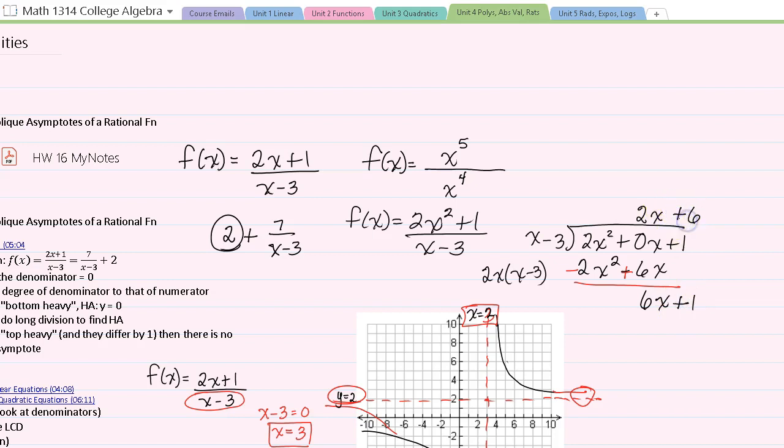Place the 6 above the 1, multiply 6 times x minus 3, and we get 6x minus 18. Change the sign, and add. This will give us 19 as a remainder. This means we can write 2x squared plus 1 over x minus 3 as 2x plus 6 plus 19 over x minus 3. Here we can see that the 2x plus 6 is the oblique asymptote, a linear equation.